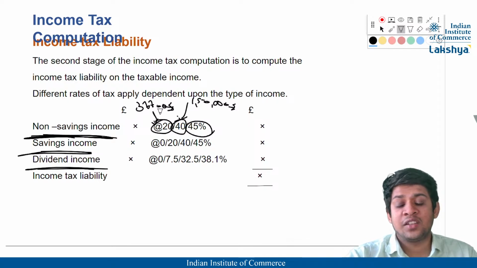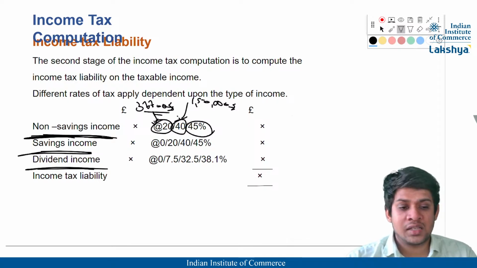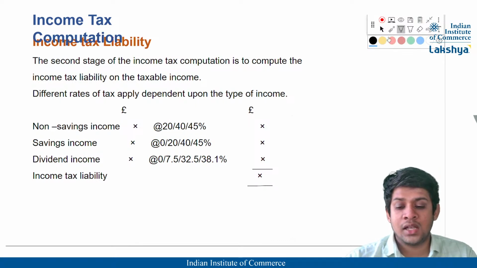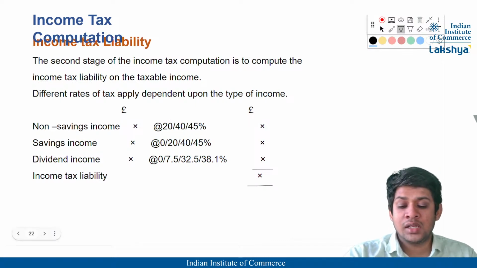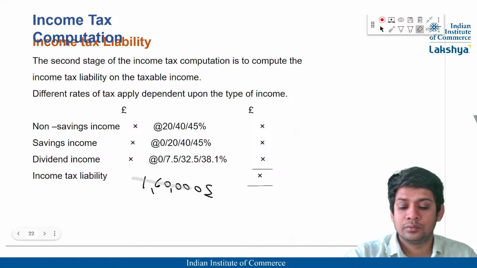sorry, I'll explain it again. See, maybe my income is 1,60,000. Okay, I'll not take this.